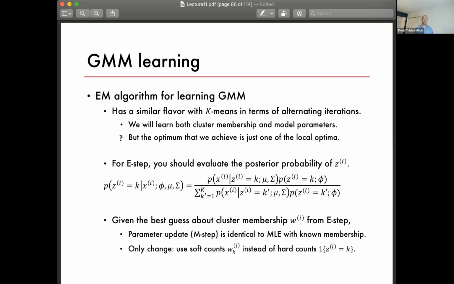Yeah. So the next few slides, at least in the deck, talk about how to reason about EM, right? So why does it work? I'll briefly mention a couple of points, and we'll kind of wrap it there. So the EM algorithm has a similar flavor to K-means in terms of alternating iterations, right? So we learn both cluster membership and model parameters.